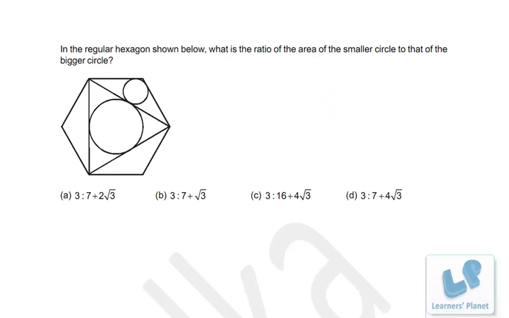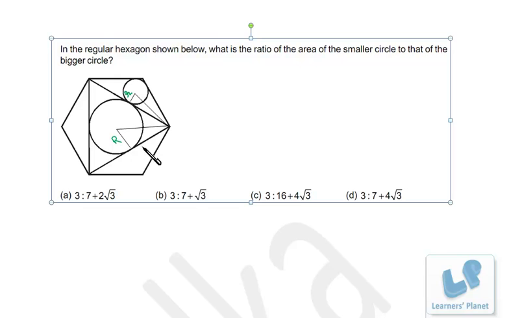Now we have a classic problem based on geometry. In the regular hexagon shown below, what is the ratio of the area of the smaller circle to that of the bigger circle? I will just complete the diagram. Wait for a moment. Now I have completed the figure. See, in this case, I assume the radius of this circle to be R and this circle to be small r. Now this complete length I assume to be 2, so it will be 1, and over here this length will also be 1.